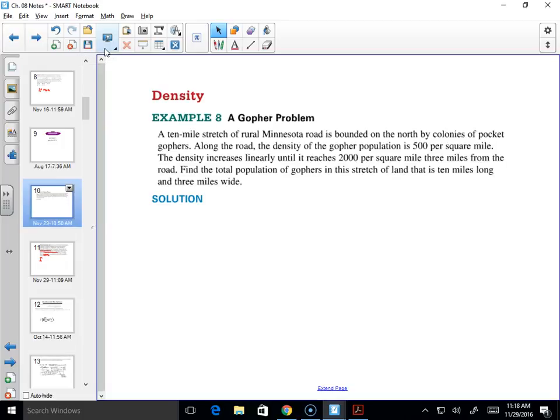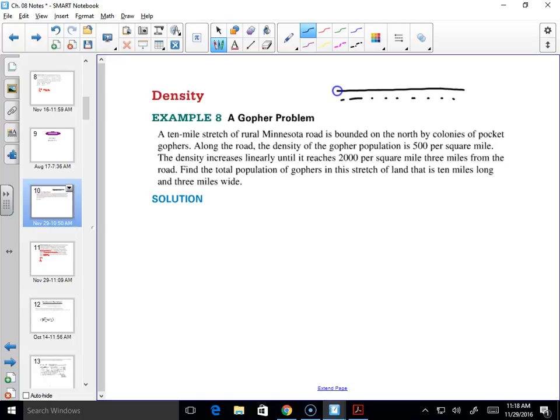A 10-mile stretch of rural Minnesota road is bounded on the north by colonies of pocket gophers. Along the road, the density of gopher population is 500 per square mile. The density increases linearly until it reaches 2,000 per square mile, 3 miles from the road. So, let's just say it's straight.